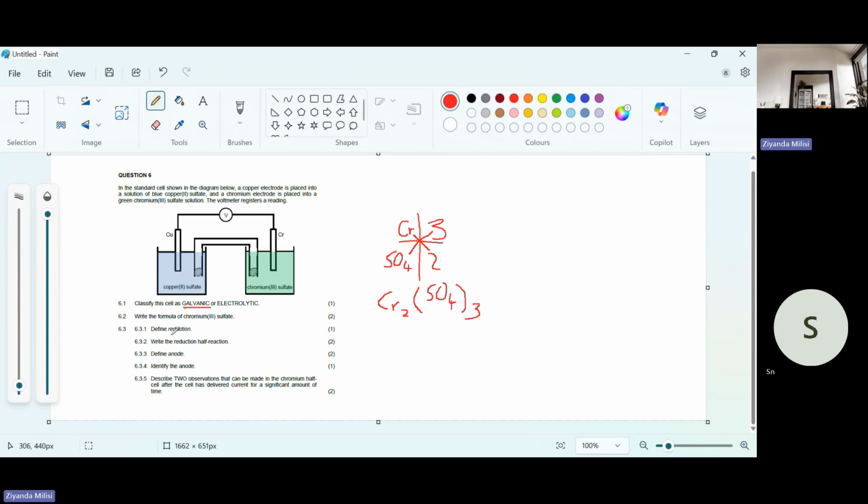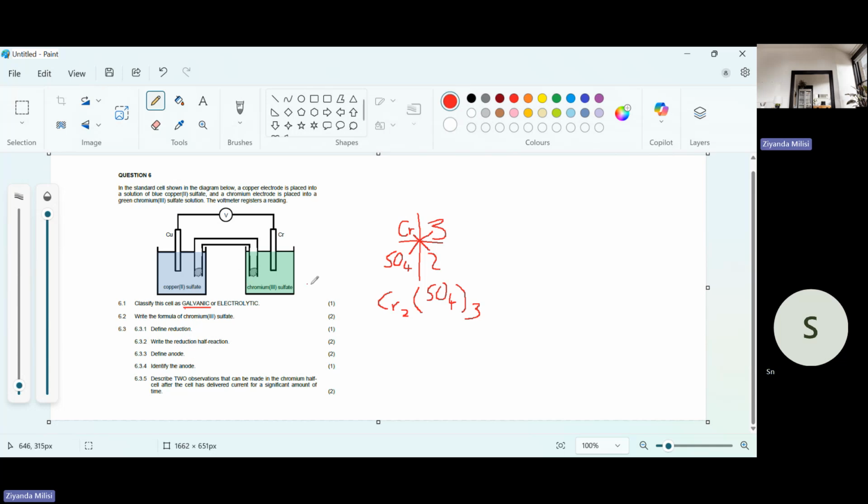Then define the term reduction. What is reduction? The electrode where oxidation takes place. I didn't say what is a cathode. Oh, the gain of electrons. Sorry, I'm looking at 6.2. Yes, gain of electrons. You were defining an anode. Good. All right.